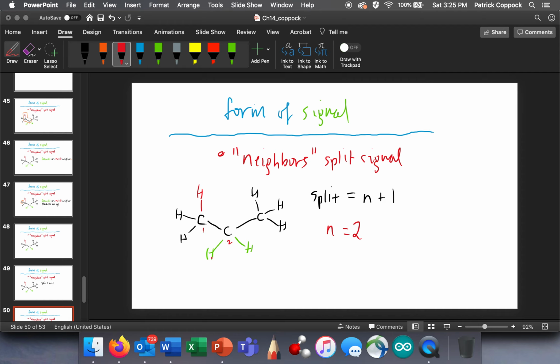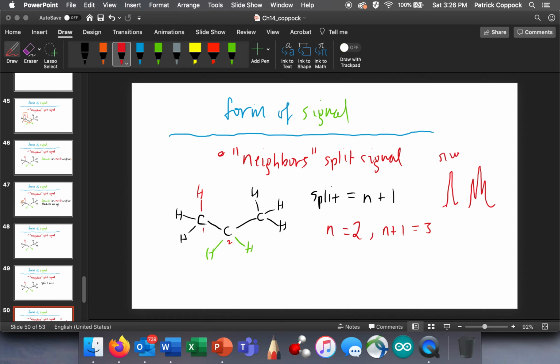Now every hydrogen bonded to carbon 2 is a neighbor, so it's got 2 neighbors. Now what is n plus 1? N plus 1 is equal to 3, of course, right? So what kind of a signal are we expecting with that? Well, let's say a Gaussian curve of some kind. If this is a signal that's not split, if it's split in 3, it's going to be like a Gaussian curve, but with 3 curves underneath it, right? So that would be a triplet.